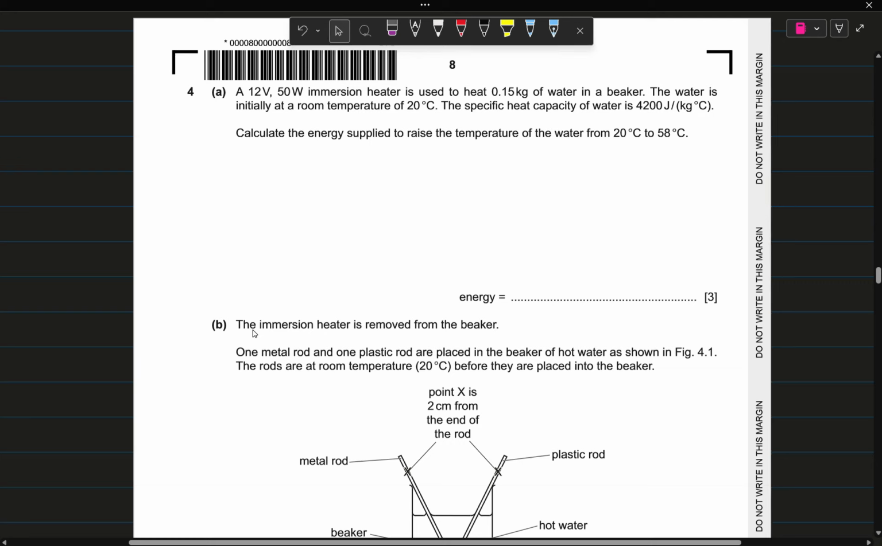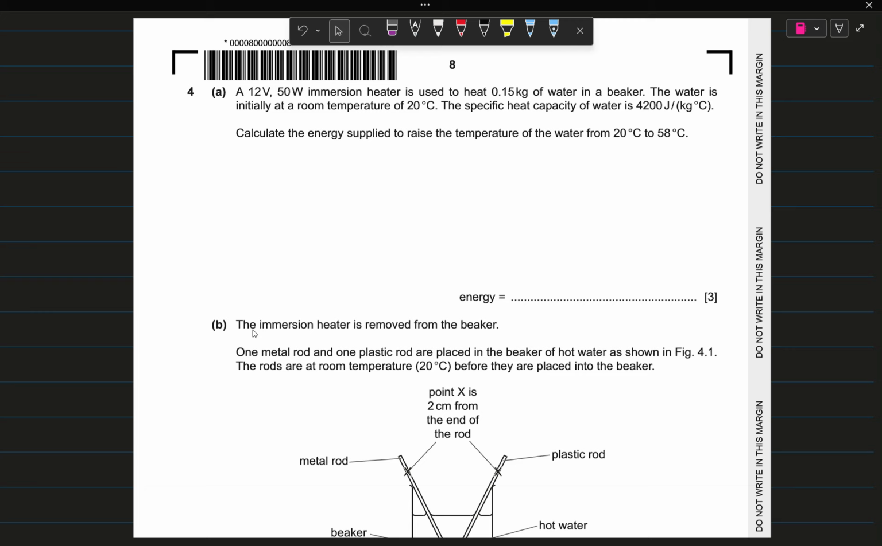For question number 4. A 12-volt, 50-watt immersion heater is used to heat 0.15 kg of water in a beaker. The water is initially at room temperature of 20 degrees. The specific heat capacity of water is 4,200 joules per kilogram degrees Celsius. Calculate the energy supplied to raise the temperature of the water from 20 degrees to 58 degrees.